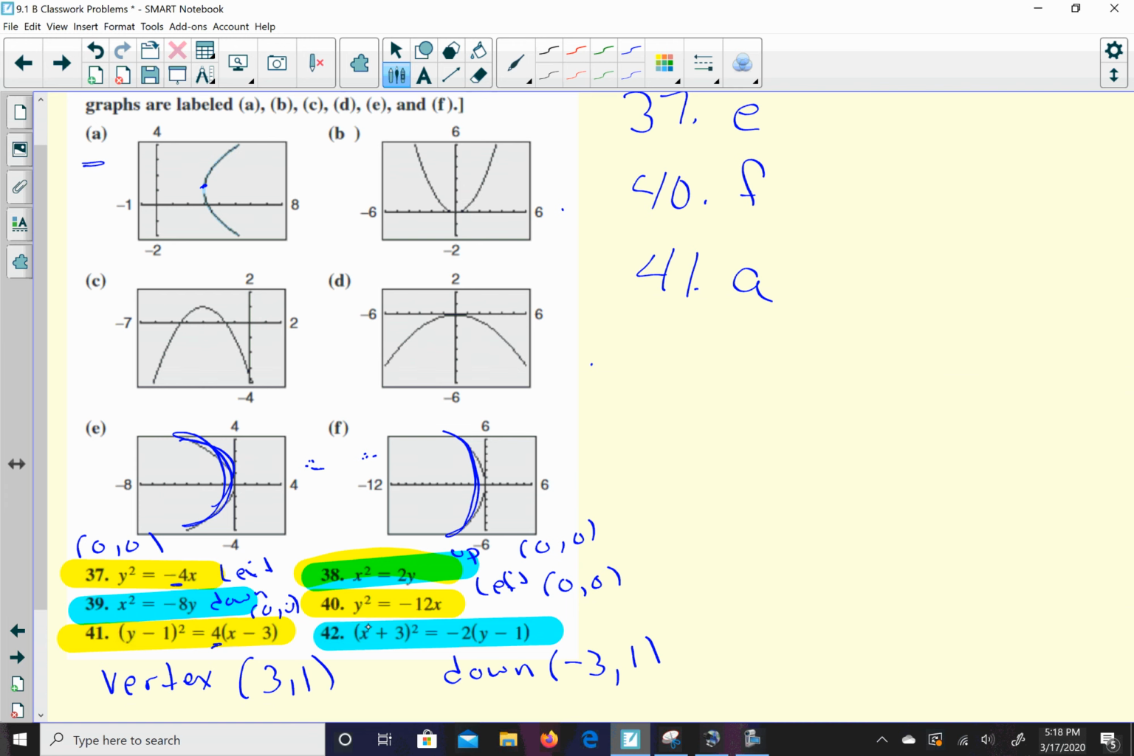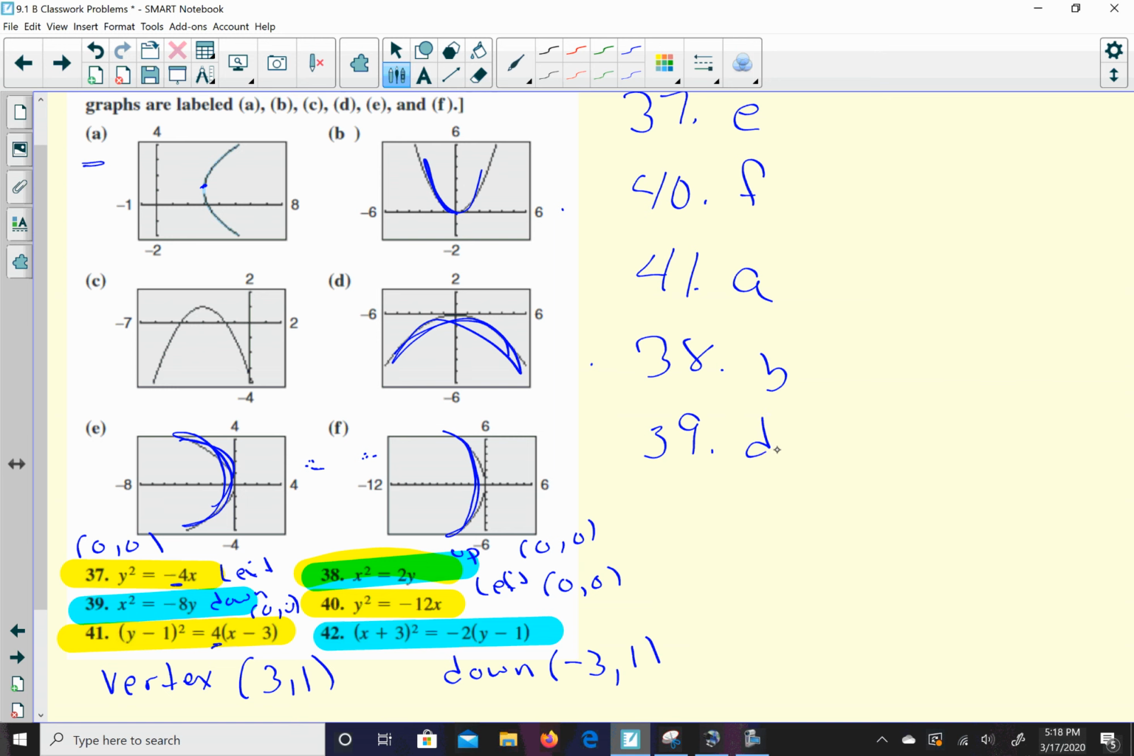This one we said had the origin, but we said it was going to open up. So 38 will be the one that has a vertex at the origin and opens up. So 38 will be B. The one that has a vertex at the origin and opens down is going to be, where did that one go? 39. So that's going to be D.